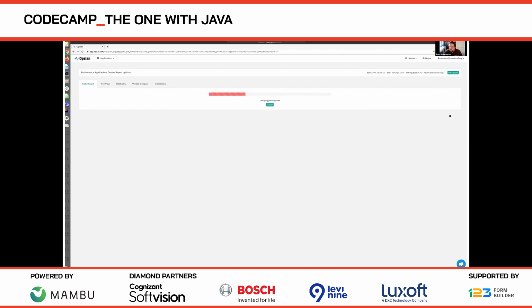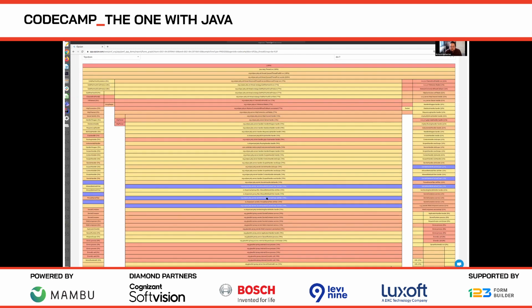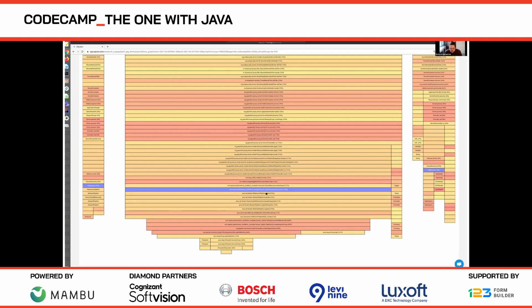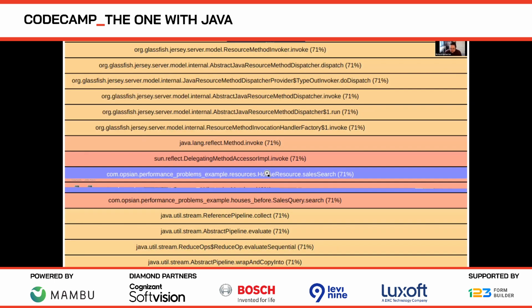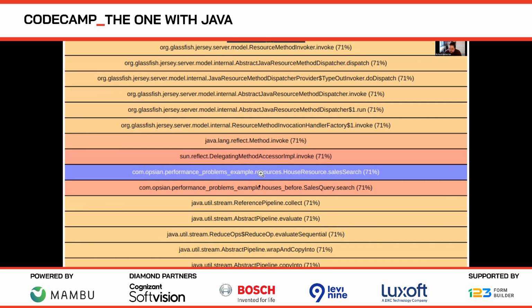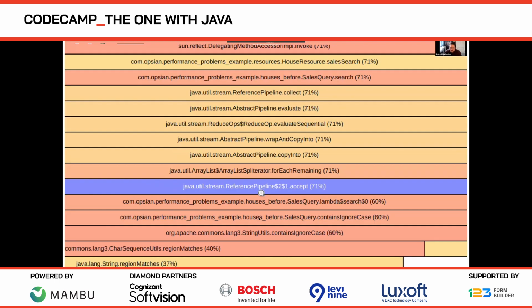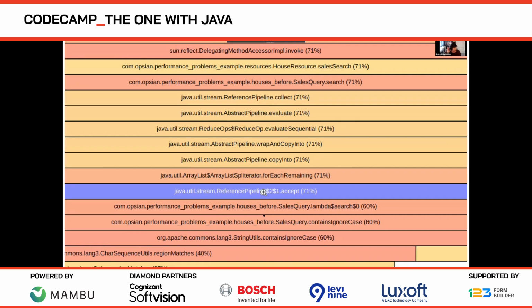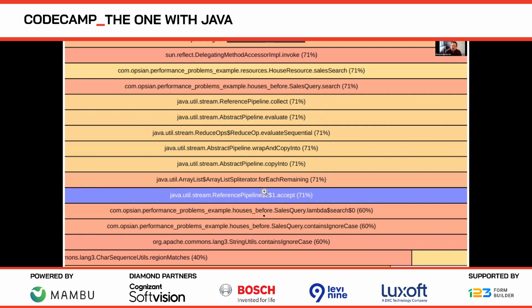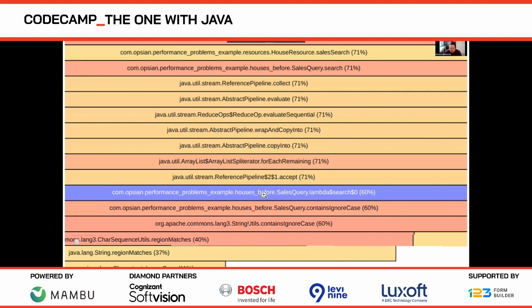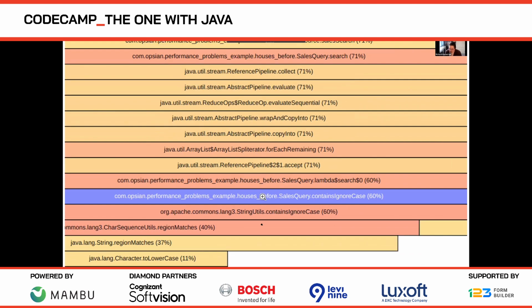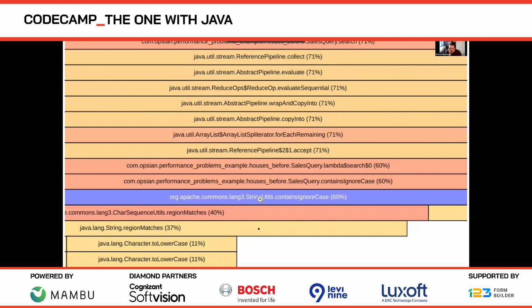And let's have a look at what our profiling data tells us has happened. I zoom back into here, and we can see sales search is still taking up a big chunk of time. The search method is still taking up a bunch of time. The stream stuff is about the same as before. So it's calling things that are taking up time, but the Java Streams framework itself isn't the bottleneck here. And then when I get to contains ignore case, I see that there's a lot of time being taken up with the StringUtils containsIgnoreCase method.